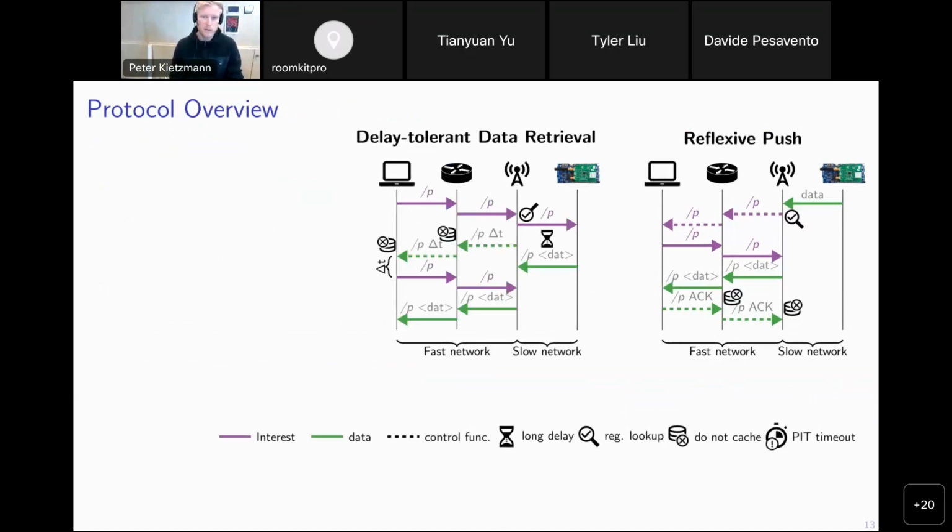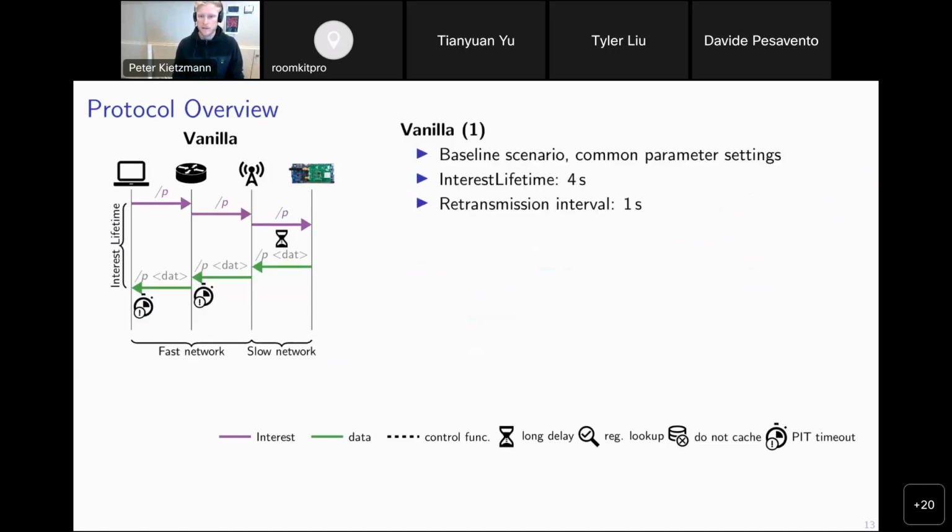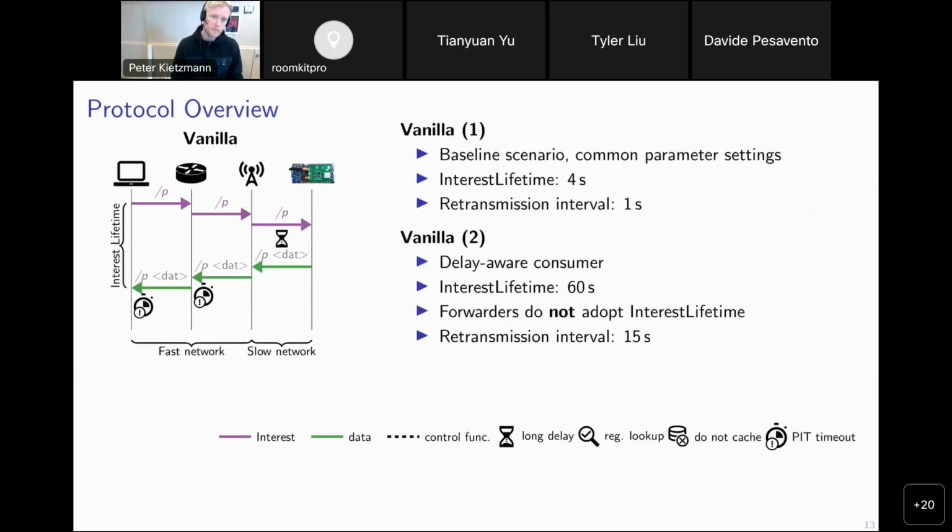So in our evaluations, we compared these two protocols, reflexive push and delay-tolerant data retrieval, to vanilla ICN, and thereby we apply three different configurations to compare vanilla ICN. The first one is our baseline scenario with common parameter settings. Interests indicate a lifetime of 4 seconds, and retransmissions happen after 1 second, reflecting the initial round-trip time estimation of TCP.